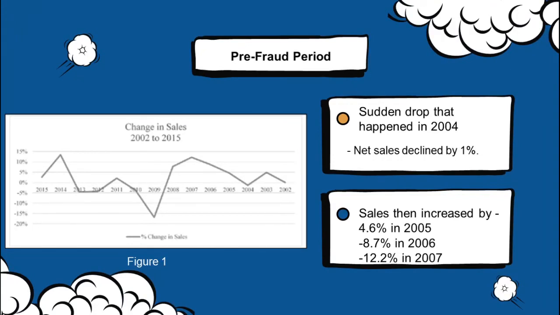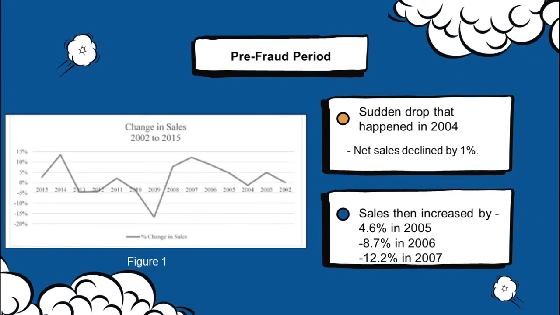Toshiba Corporation case: the pressures, opportunities and rationalization of perpetrating the fraud. Pre-fraud period. The sudden drop that happened in 2004 was a significant change in the percentage of sales. In the annual report of 2004, Toshiba's director, president and chief executive officer reported that net sales had declined by a margin of 1%. This assurance without a doubt created pressure for the top executives to improve their sales performance.